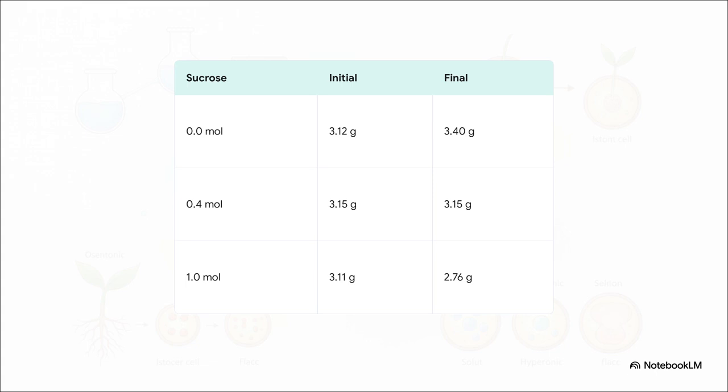But jump down to that 1.0 strong sugar solution. It started at 3.11 grams and dropped all the way down to 2.76 grams. That hypertonic sugar solution violently sucked the water right out of the potato. And then, right there in the middle, at 0.4, the mass started at 3.15 and ended exactly at 3.15.